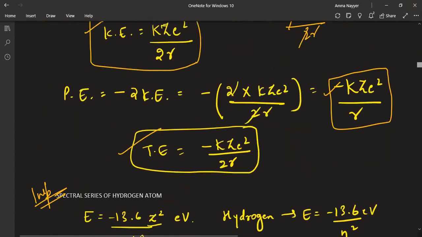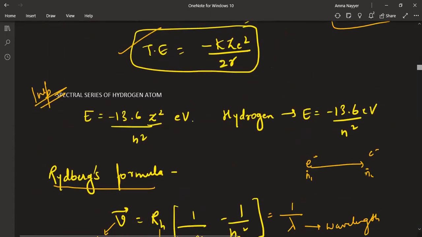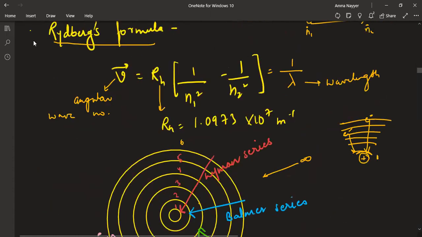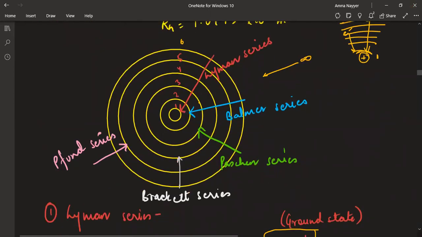Kinetic energy has a relation, potential energy has a relation, and the total energy, which is also known as mechanical energy, has that relation. Then Rydberg's formula. This is a very important formula. Most of the questions are based on this because you have to find out the wavelength. And using the wavelength, you can be asked to find out different quantities, like you can be asked to calculate energy. So if you know the wavelength, then using hc by lambda, you can calculate the energy.